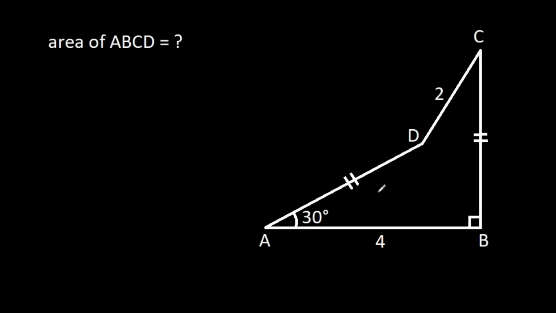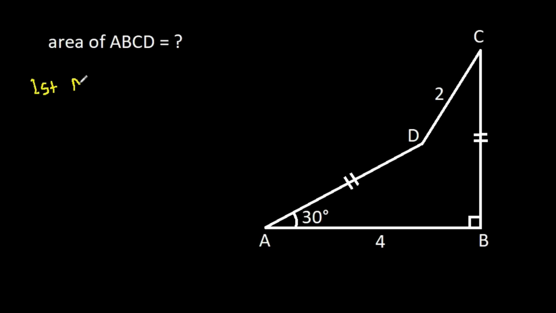In this video, we have been given that AD is equal to BC, CD is 2, AB is 4, and angle DAB is 30 degrees and angle ABC is 90 degrees. Then we have to find the area of ABCD.